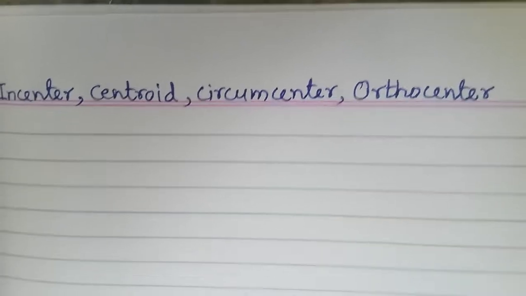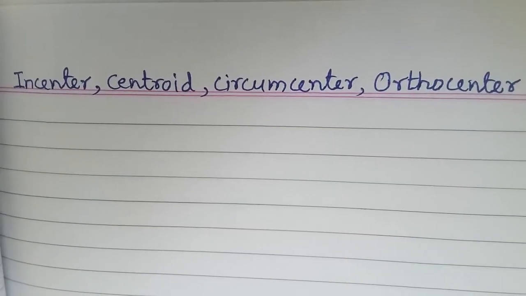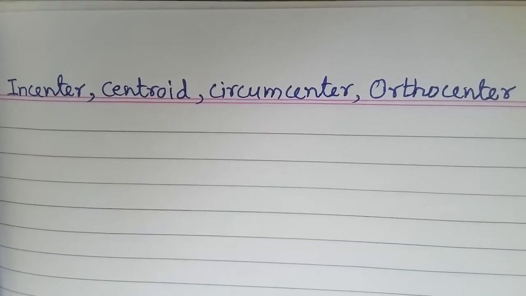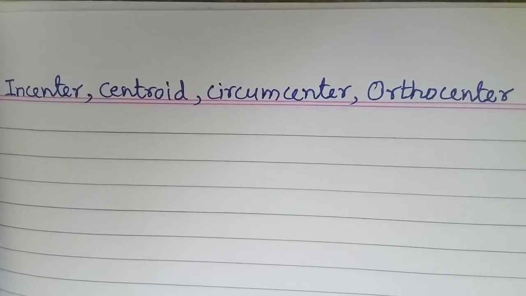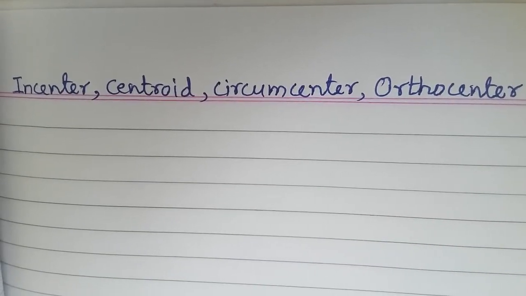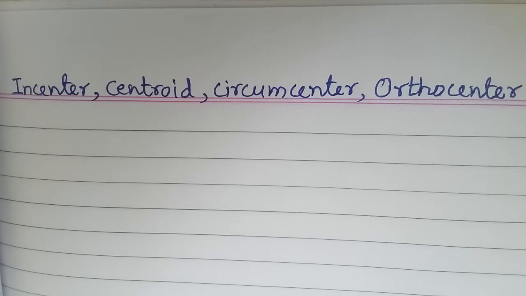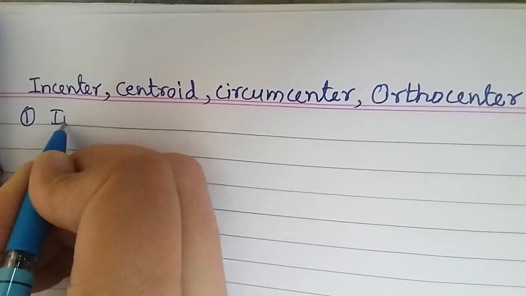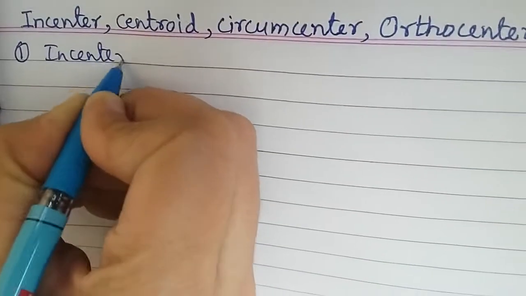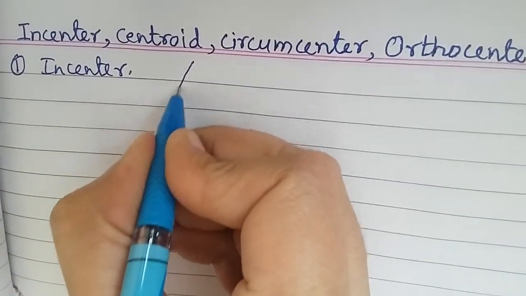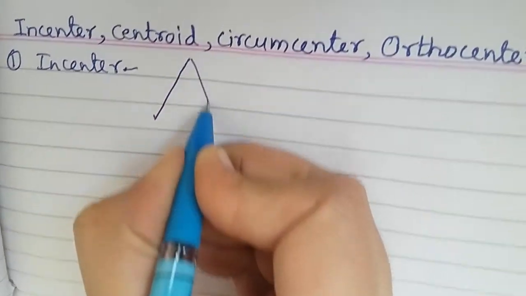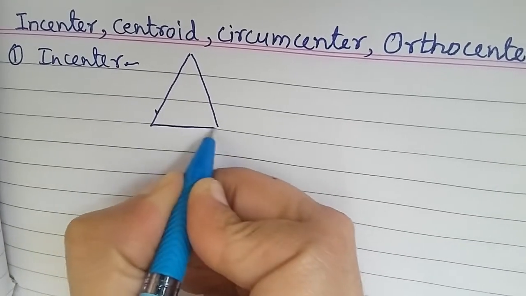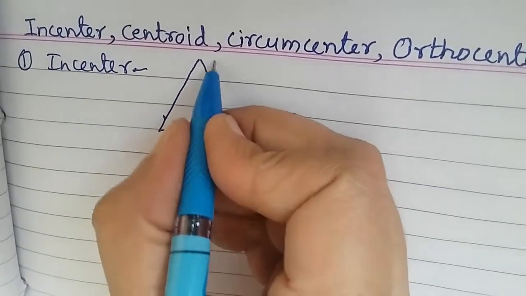Hello friends, in this video we will understand the difference among centroid, orthocenter, circumcenter and incenter of a triangle and learn how to calculate the inradius and circumradius of a triangle. Okay, let us start with incenter first. So what is incenter of a triangle? Incenter is a point where angle bisectors meet.